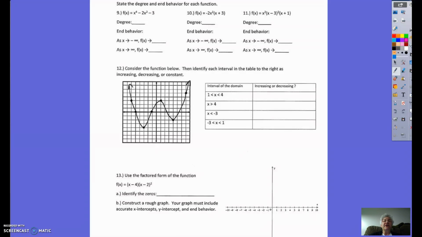Okay, part 2 of our video. I'm on page 3 of our test review. Number 9 is a polynomial in standard form. When an equation is in standard form, we pay attention to that first exponent only. That first exponent, which should be the highest exponent, tells you what the degree of your polynomial is.